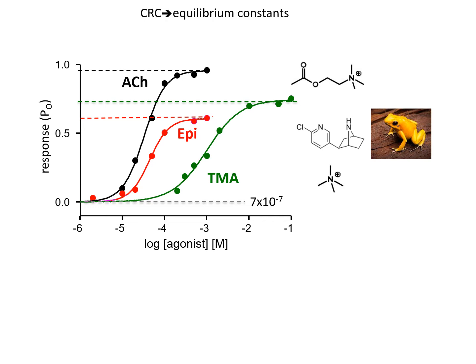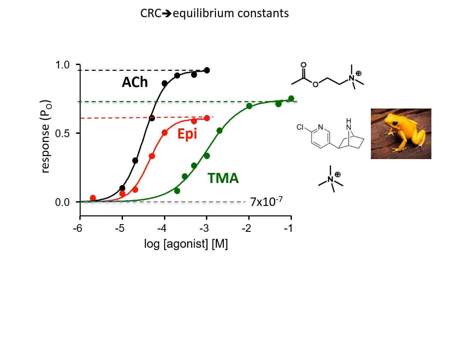Now, this was not estimated. That value of 7 times 10 to the minus 7 was estimated independently, and I'll show you how we did that later on. That did not come from analysis of the dose-response curve. The constitutive opening is way too small for that.